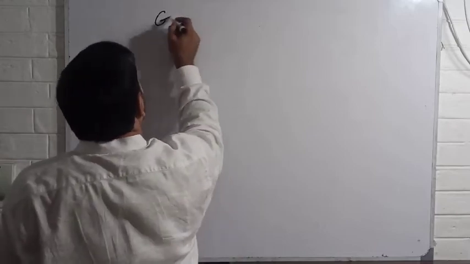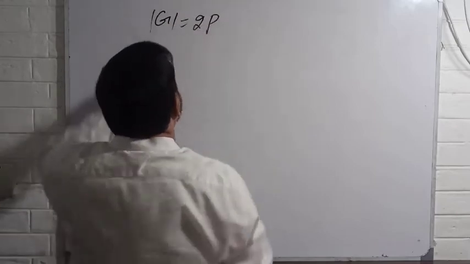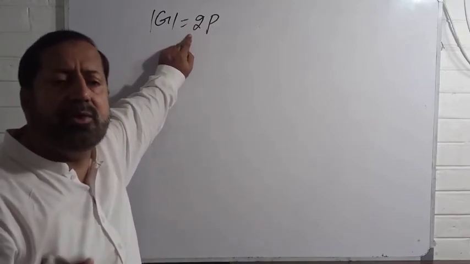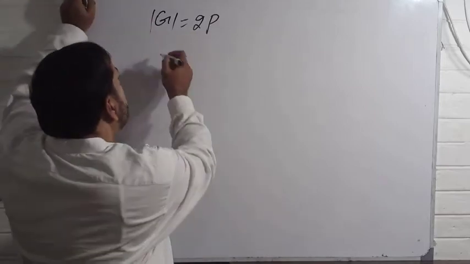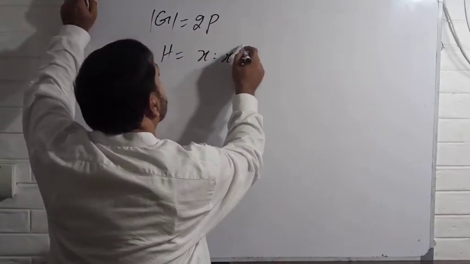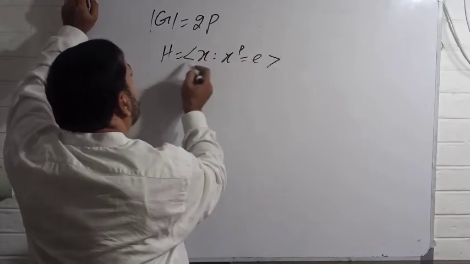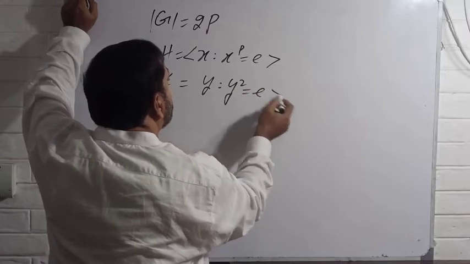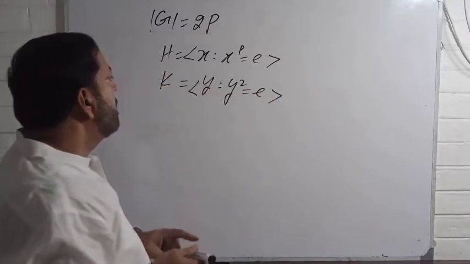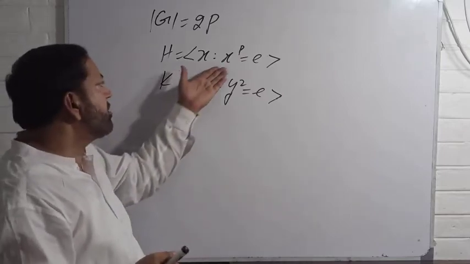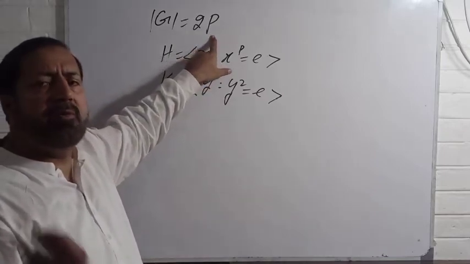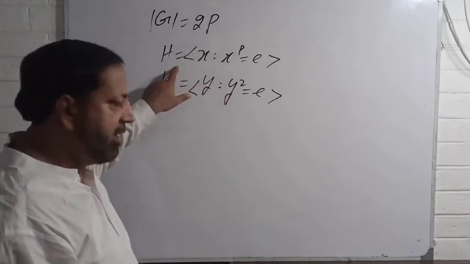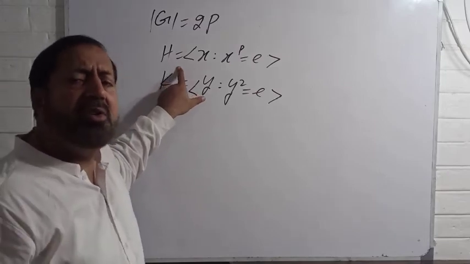So here the order of G is equal to 2p. So again, by using Sylow's first theorem, there is a Sylow 2 subgroup and there is a Sylow p subgroup. And you take H = ⟨x | x^p = E⟩ and K = ⟨y | y^2 = E⟩. So these are the two subgroups. This is Sylow p. And you know that again Sylow p would be normal in G. So you can prove this directly from here by finding the index. Also you can use Sylow's third theorem.